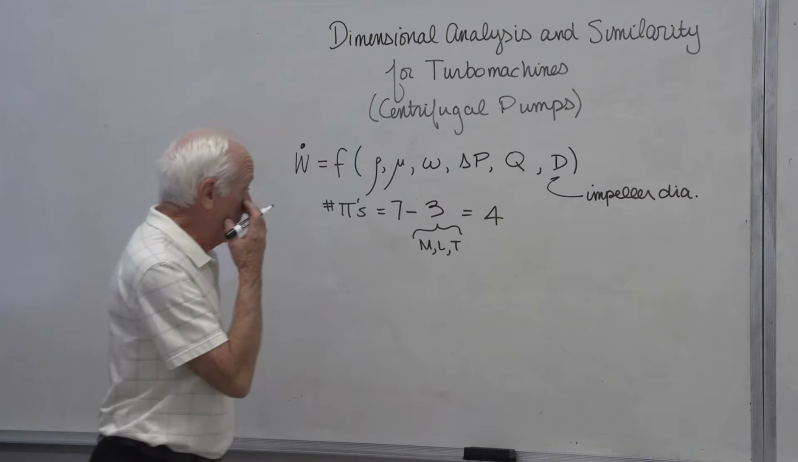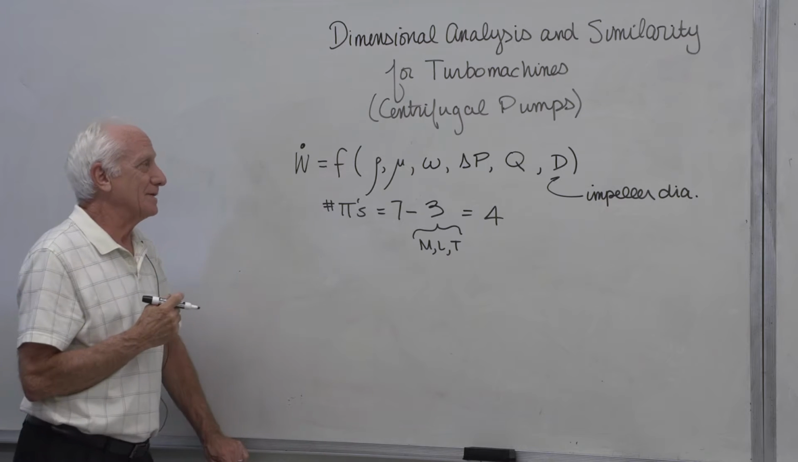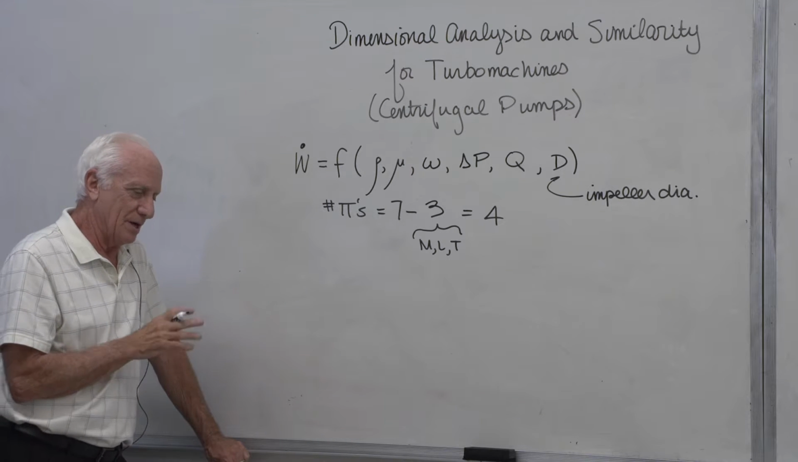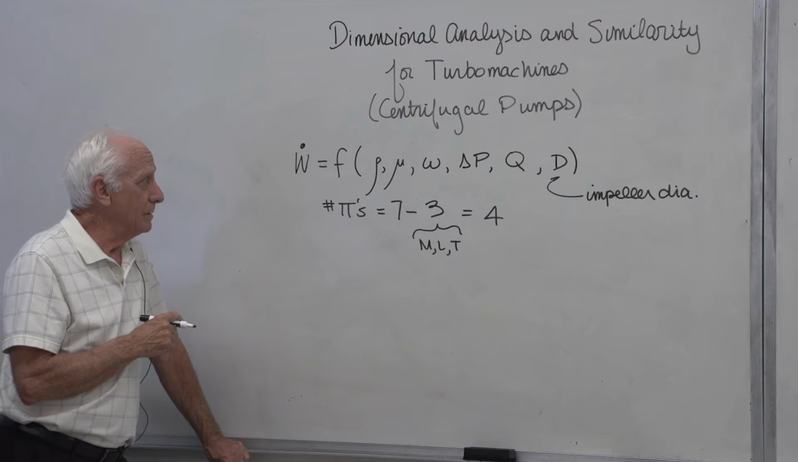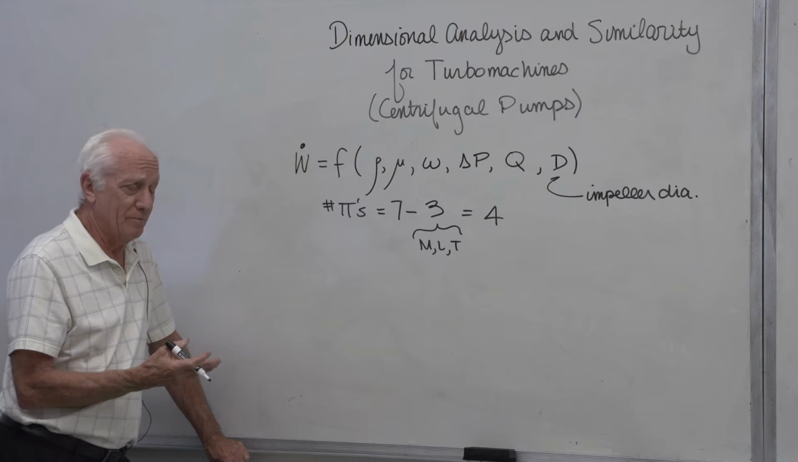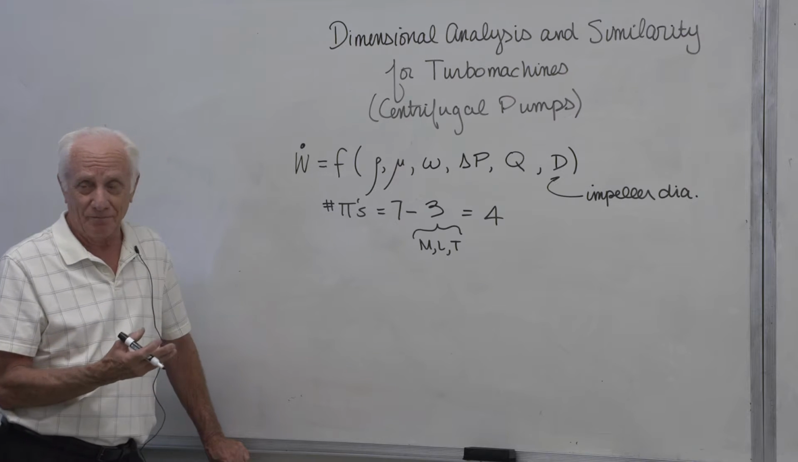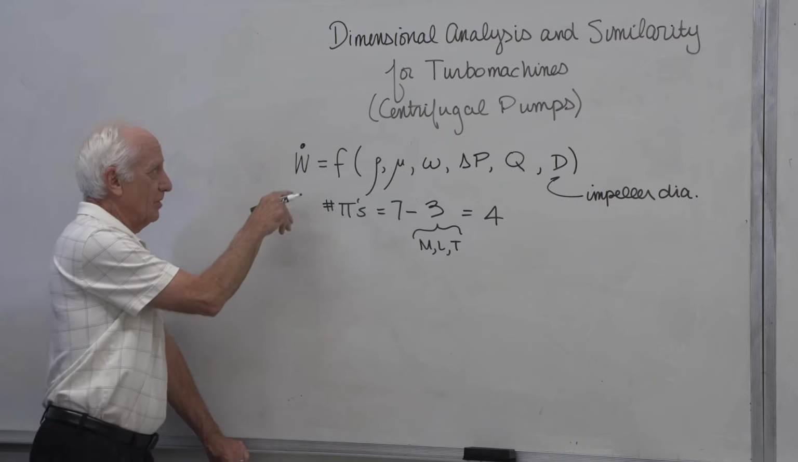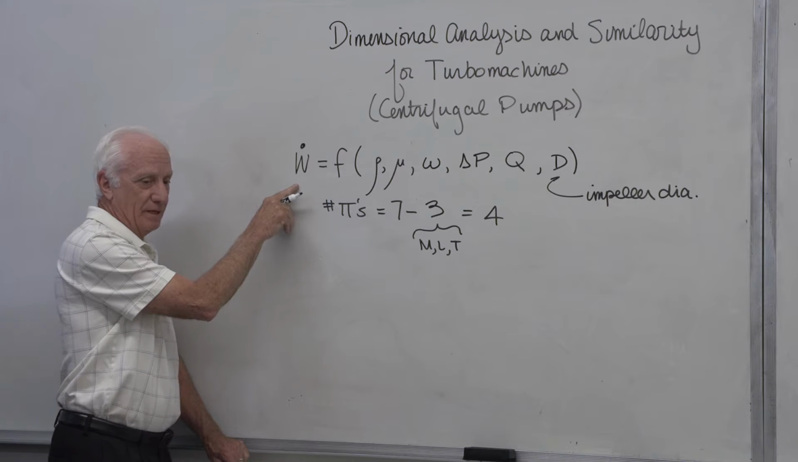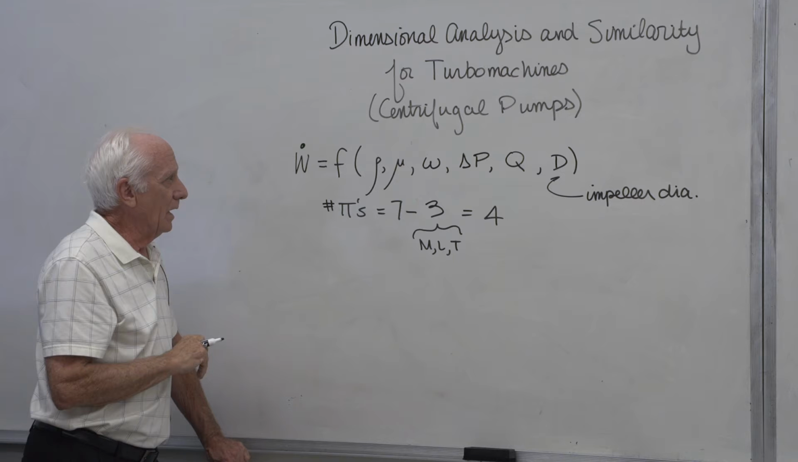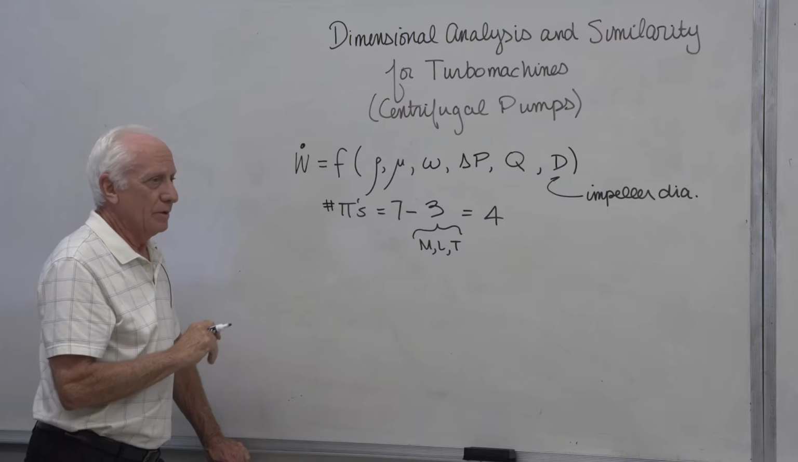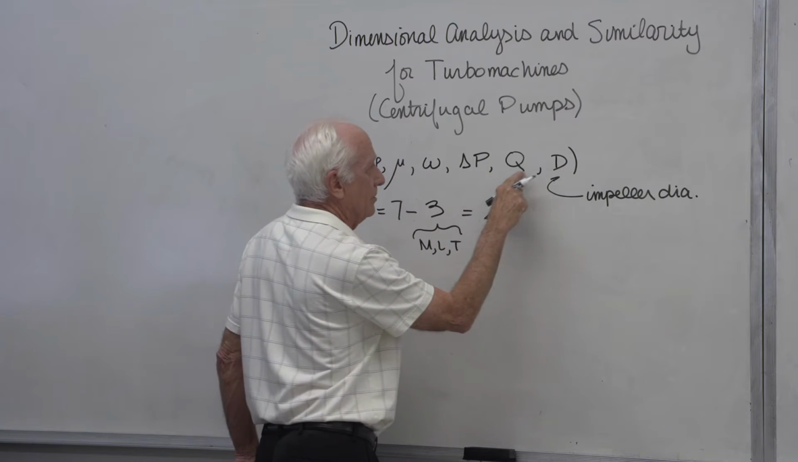So what's the next step? All right, the next step, we'll just go through it like we did in the chapter on the pi theorem. We can choose 3 repeating variables. Let's go over the rules for that. Never choose the one on the left-hand side. He cannot be repeating. He should not be a repeating variable. Don't choose omega, Q, and D.